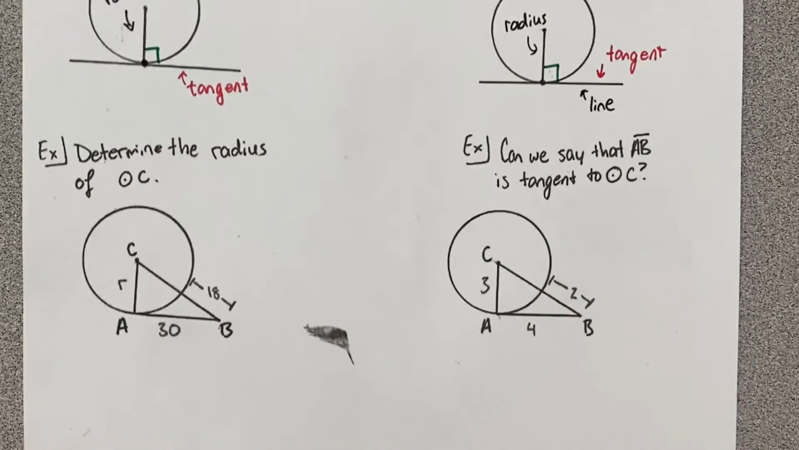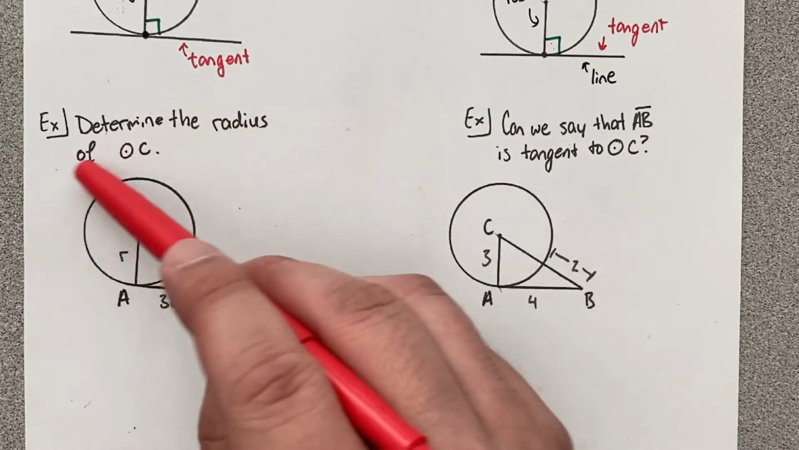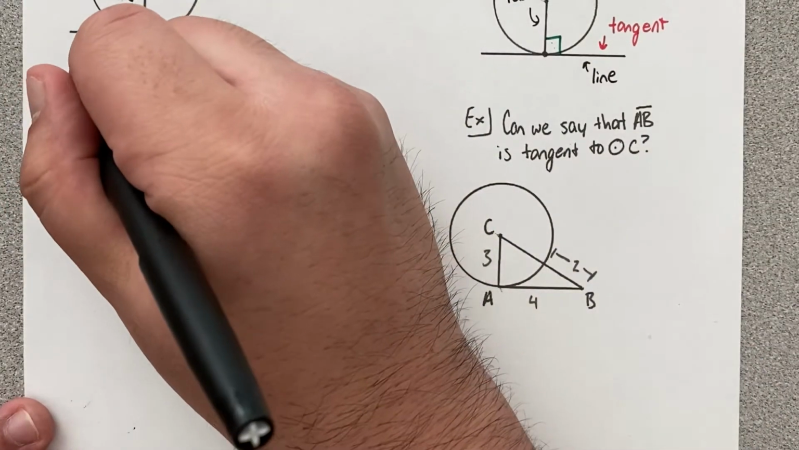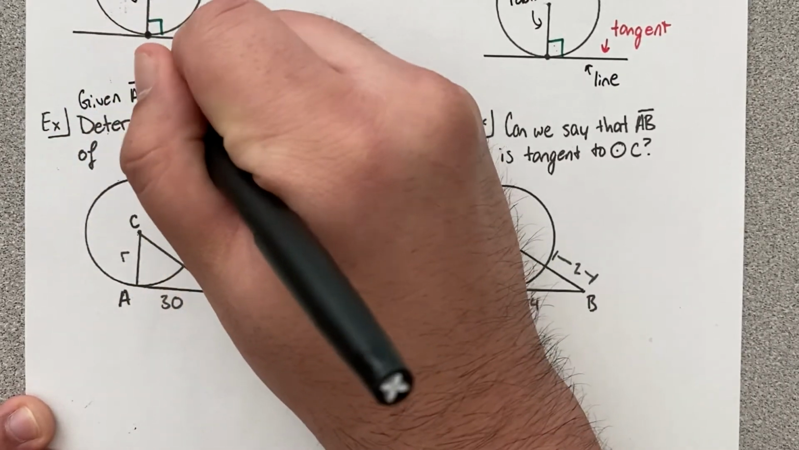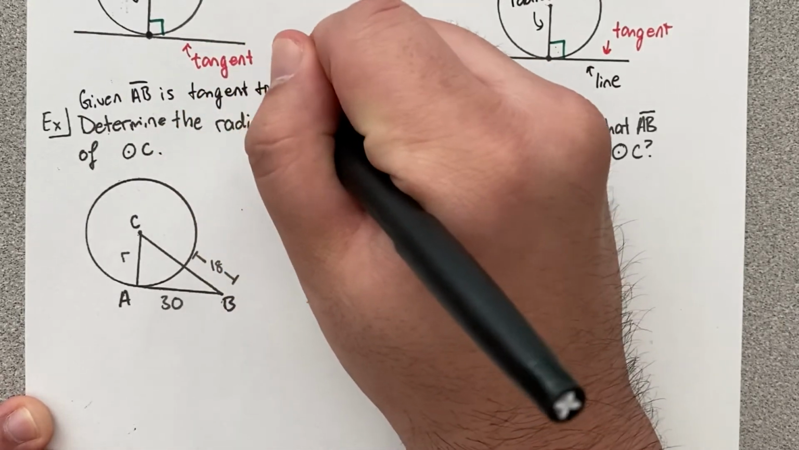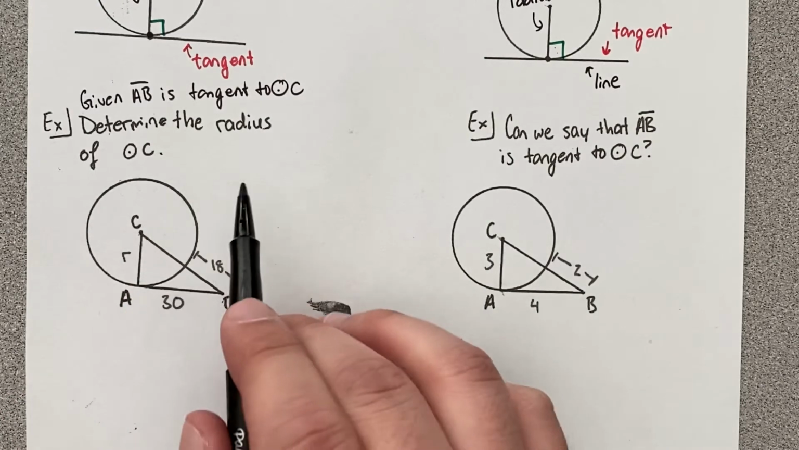So if we look at this example right here, it says determine the radius of circle C. Now I should have been a little bit more clear. It should say given AB is tangent to circle C. Determine the radius of circle C.